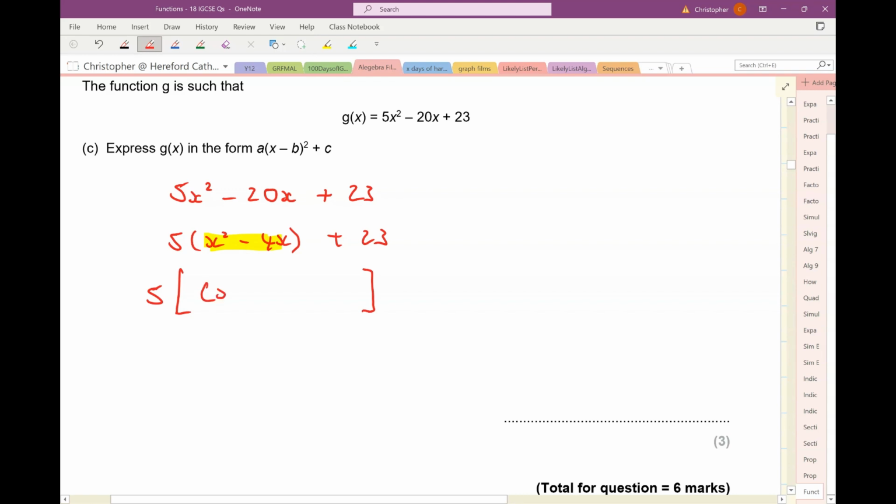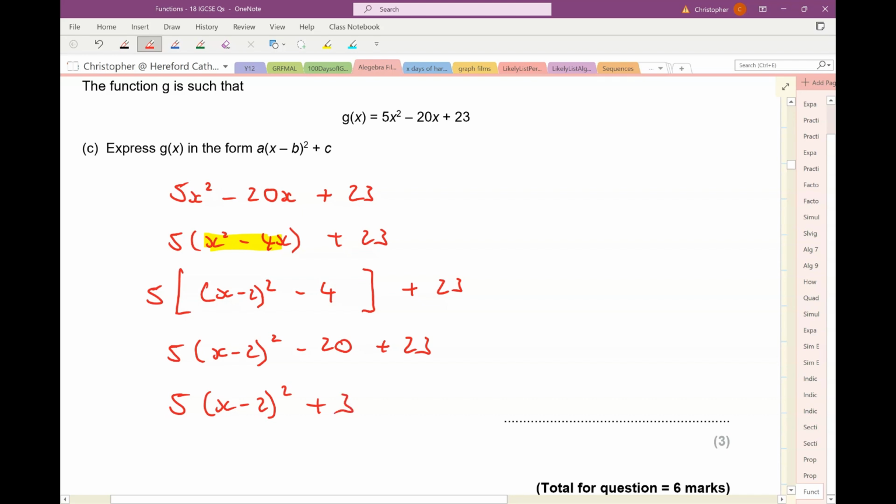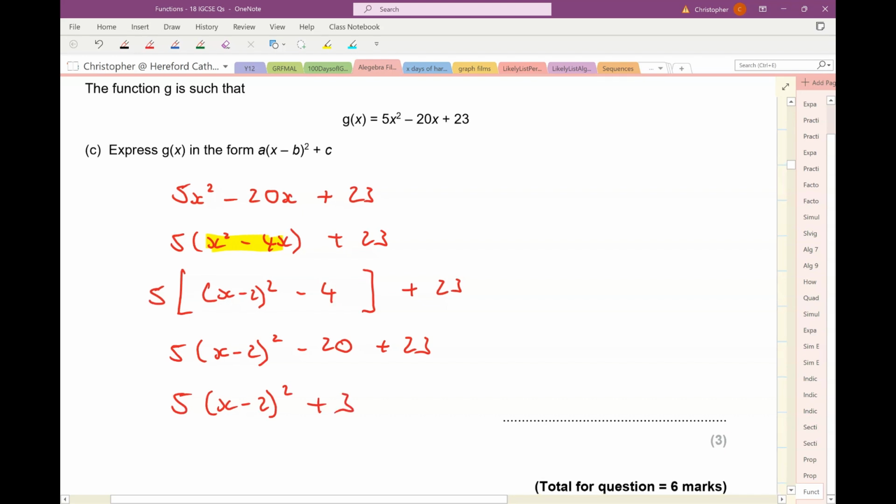So I'm going to need x minus 2 squared. That will give me x squared minus 4x plus 4. So I'll need to subtract away that extra plus 4. Copy down the plus 23. Let's multiply out the square bracket. 5 lots of x minus 2 squared minus 20. Copy down the plus 23. 5 lots of x minus 2 squared plus 3. And there is my answer to part C.